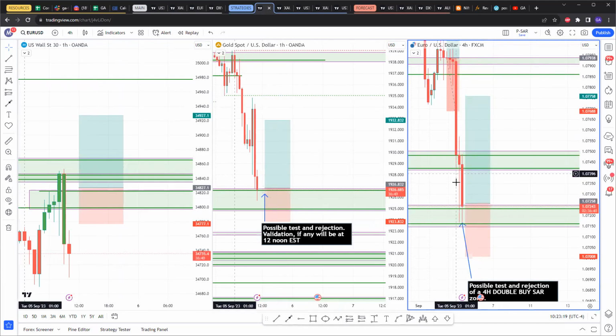So you see EU, this 4-hour candle closed above there, or tested and closed above. The next 4-hour candle came into the same zone, and hopefully it's going to close above. So you're looking for the same pattern to play out right here for EU and gold.